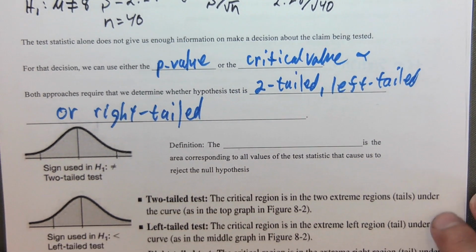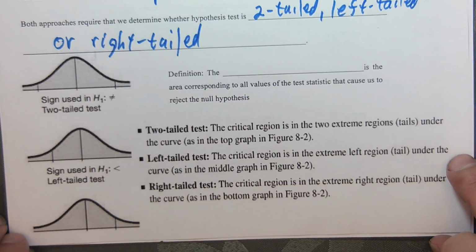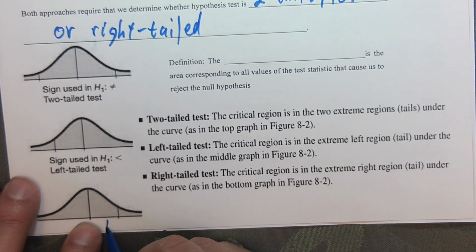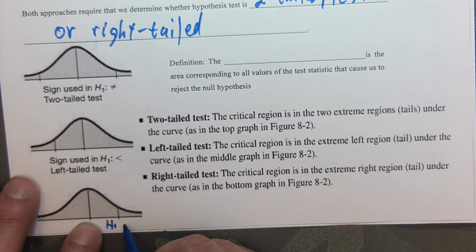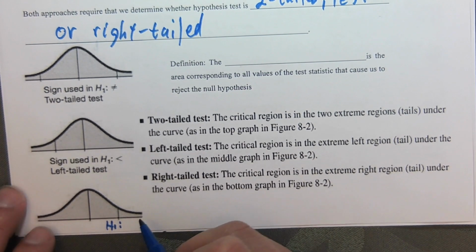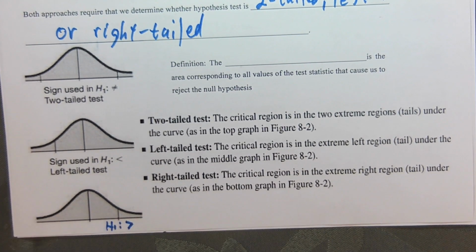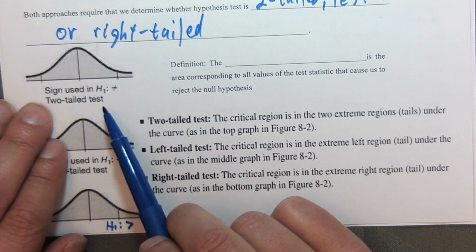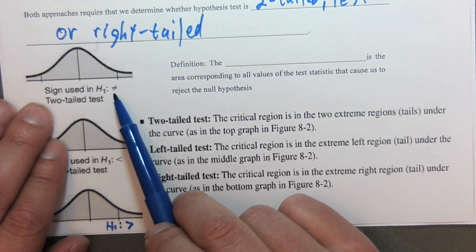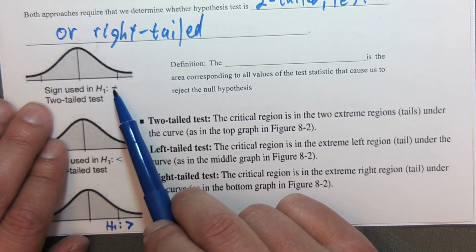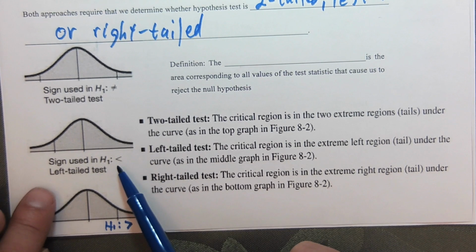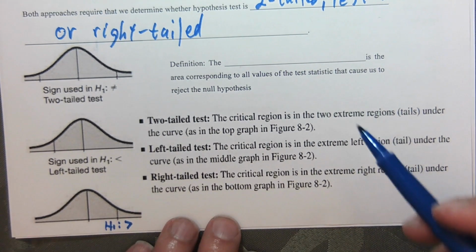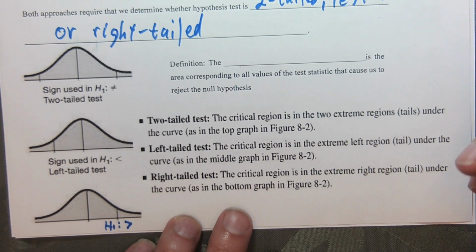And to determine that, we're going to look at these two graphs. Oops, it looks like this got cut off down here. This should be that the alternative hypothesis is bigger than. So we use a two-tailed test when the alternative hypothesis says not equal to. When it's less than, it's a left-tailed test. When it's greater than, it's a right-tailed test. And that's basically what these say here.